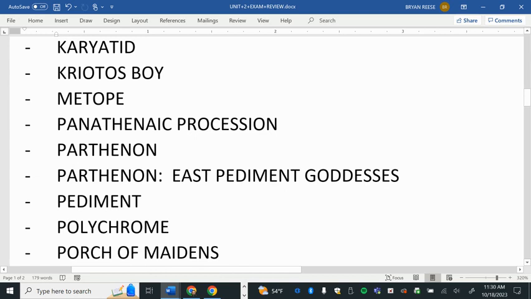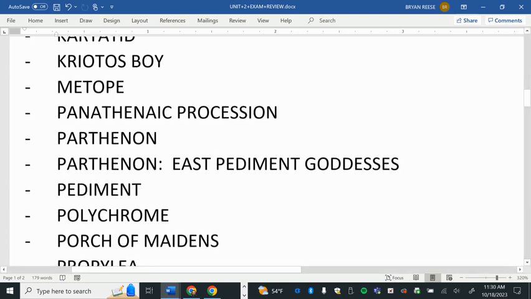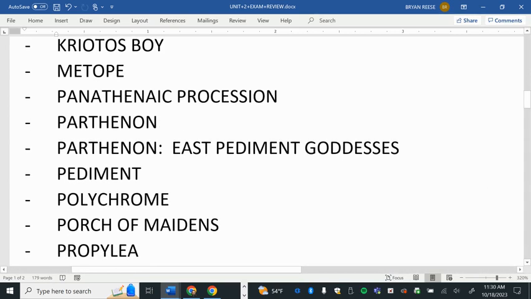The Porch of Maidens, those are caryatids. The Propylaea, we didn't talk about this much at all. This is the entrance into the Acropolis at Athens. There were four main buildings on the Acropolis at Athens that we looked at: the Parthenon, the Erechtheum, the Temple of Nike, and the Propylaea. The Propylaea is the entrance. There wasn't much there to talk about.